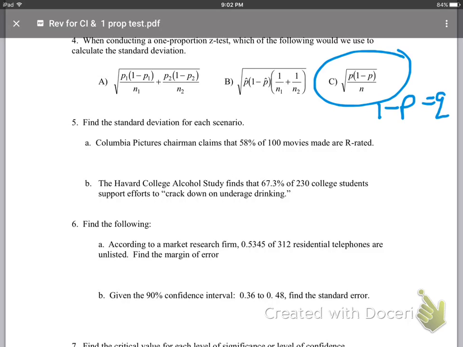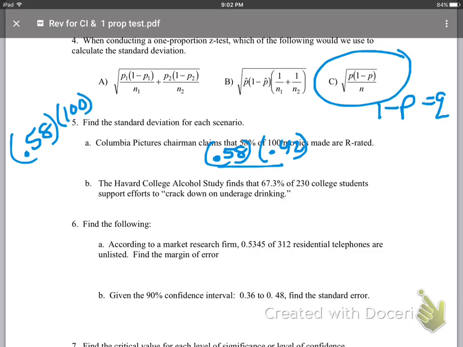So I get 58% of 100. So to find the number of hits, it's 0.58 times 100. Excuse me, I don't need to do that. I just got to get my p hat. Silly goose. So it's 0.58 times 0.42 over 100. Now you take the square root. 0.58 times 0.42 divided by 100. And I get 0.049.